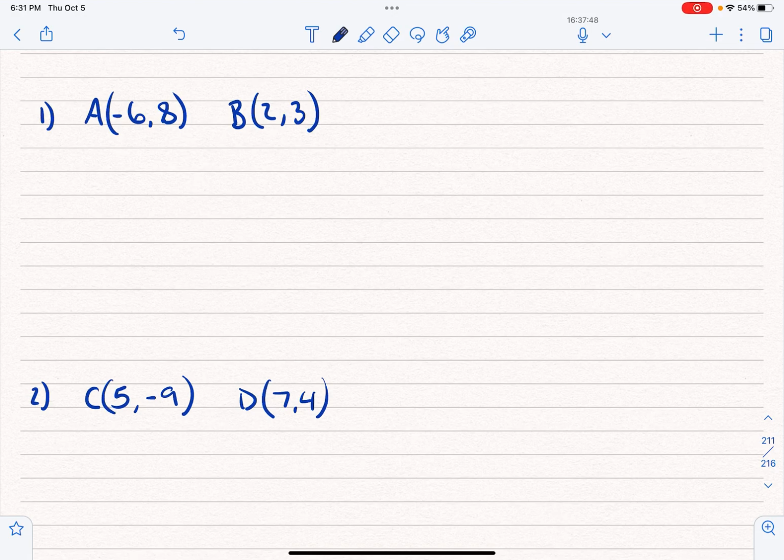Hello, everybody. Let's talk about midpoints, distance, and circles. This is us going over the homework, the worksheet that you had. So yeah, let's take a look at it.